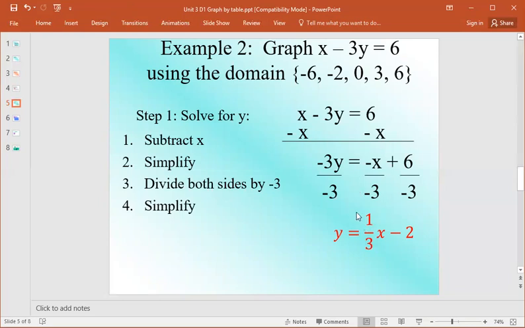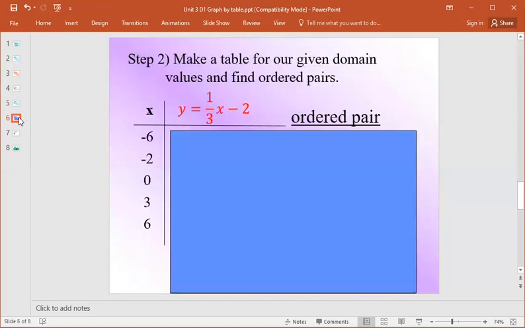Be very careful when you're evaluating this slope here. Remember, there is really a 1 in front of the x, so negative 1 divided by negative 3 is where the positive 1/3 exists. And now we're going to use that equation and make a table. Notice that now we have the set of domain values given to us for example 2.